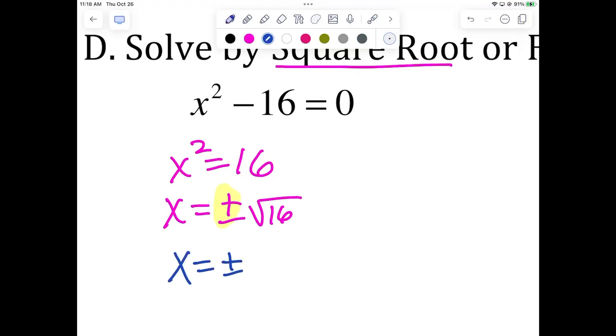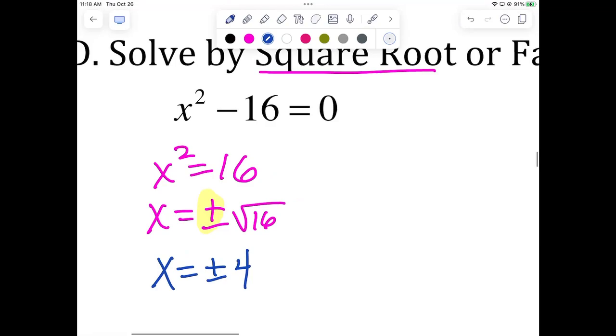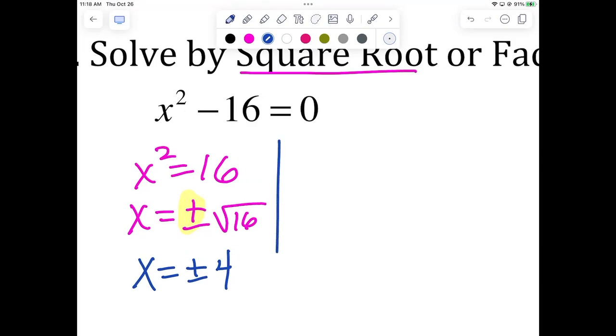What is the square root of 16? 4, yeah. So the answer is plus or minus 4. We got it. Now, you could also solve this one by factoring.